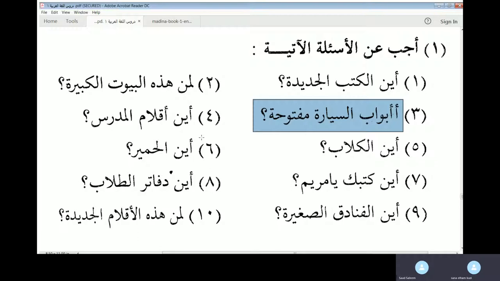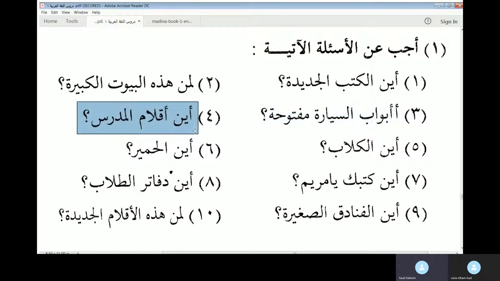Abwabu sayarati maftuhatun? Are the doors of the car open? La, abwabu sayarati mughlaqatun. La, hiya mughlaqatun. Okay, because the door is female. One door is masculine, plural door is feminine.